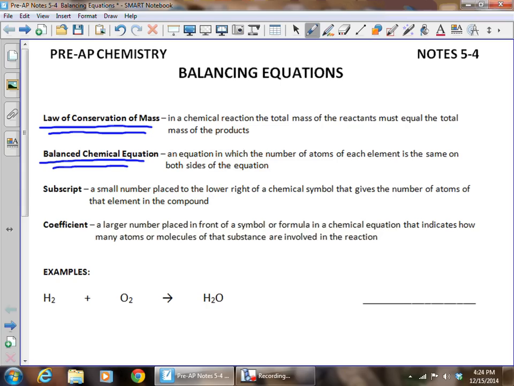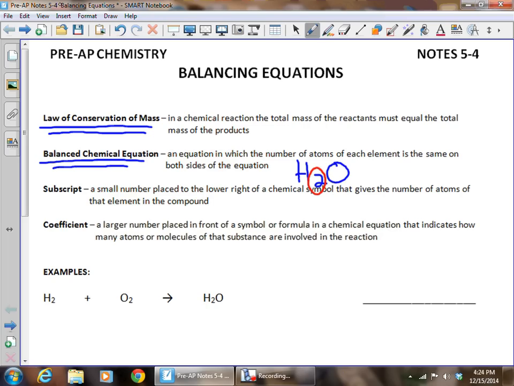Now, we use subscripts, remember, to show the formula for a compound. So we'll write something like H2O, and that subscript 2 shows us that there are 2 hydrogens. And for oxygen, since there's nothing after it, it's understood that there's only 1 oxygen in that formula, in a molecule of water. So that's what we use to write the formulas. Those cannot change when we balance a chemical reaction. If they do, we've changed the substance. And we'll see what I mean by that in just a moment.